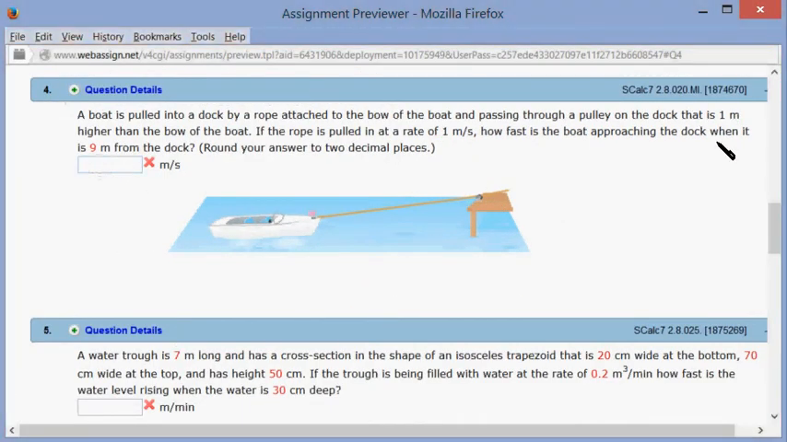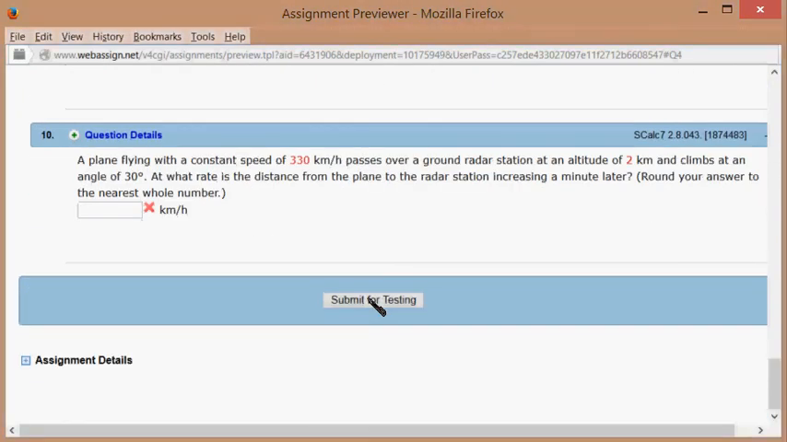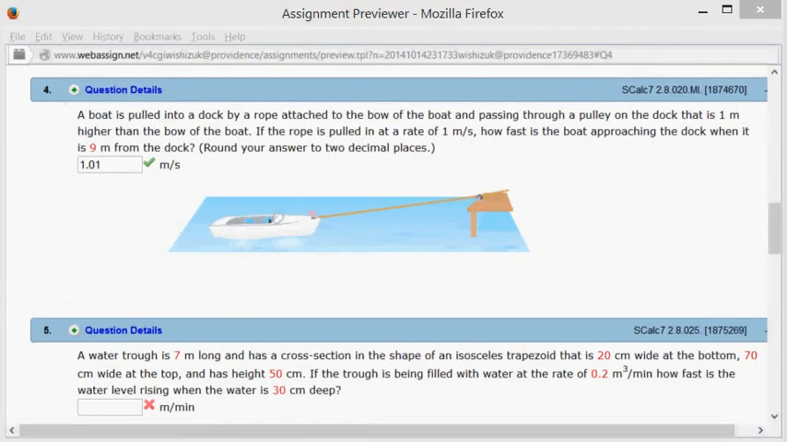So let's type this in: the boat approaches the dock at 1.01 meters per second. Let's check submit for testing. It came back and looks like we got this one correctly. That's it. I hope that this was clear.